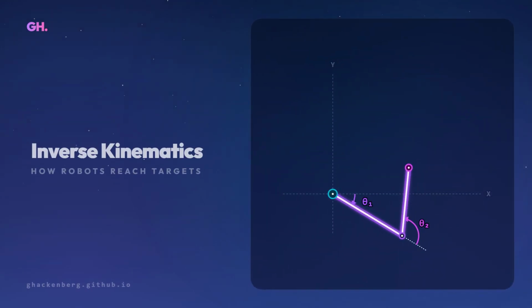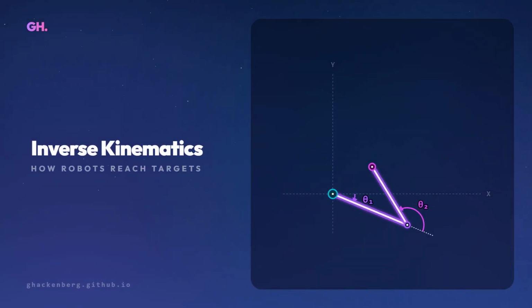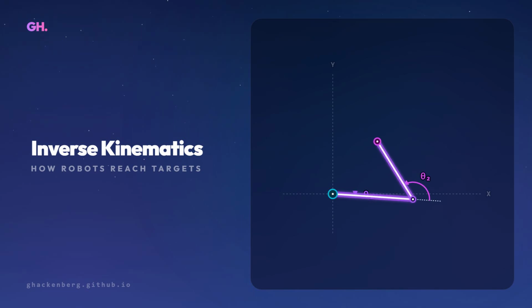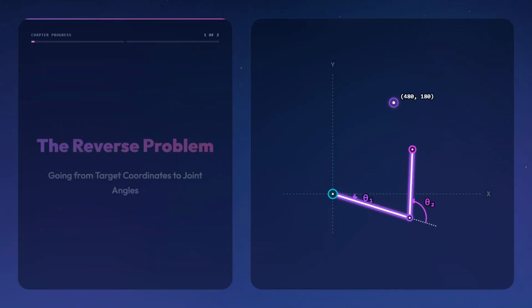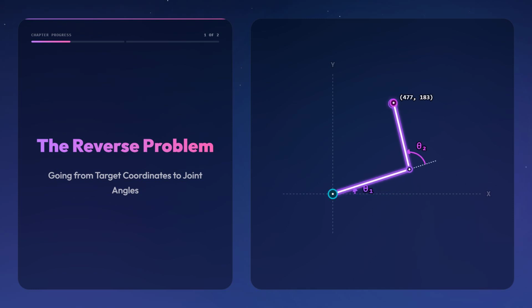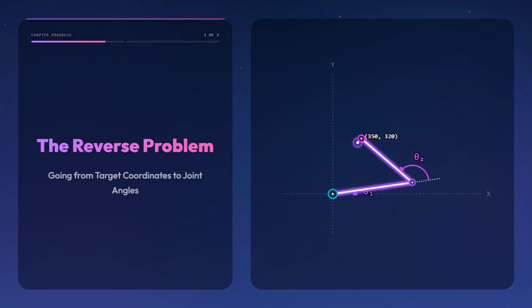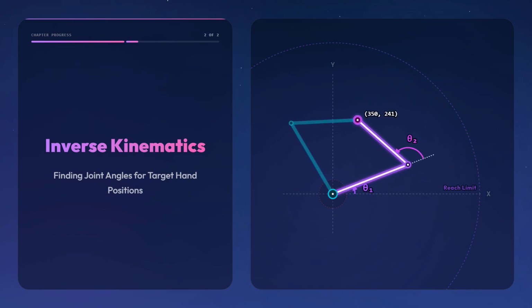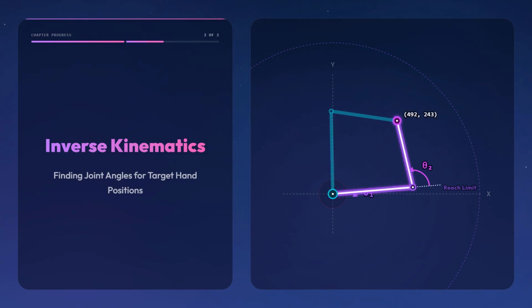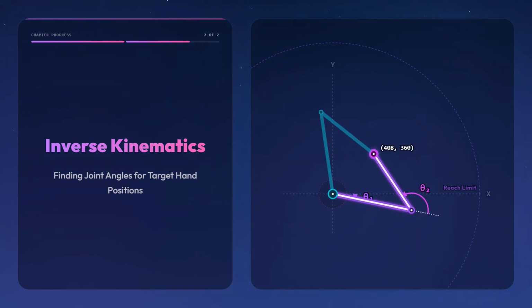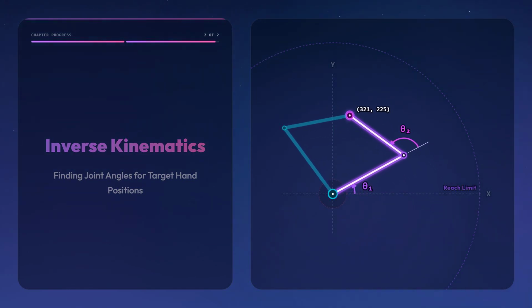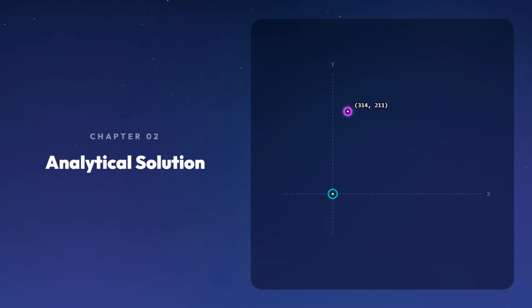In our last video, we saw how robots calculate where their hand is using joint angles, a process called forward kinematics. But what if we know where we want the hand to go, and need to find the joint angles that get it there? This reverse calculation is called inverse kinematics, and it is crucial for robotics, character animation, and game physics. For simple robotic arms, we can calculate the exact joint angles directly using basic geometry.